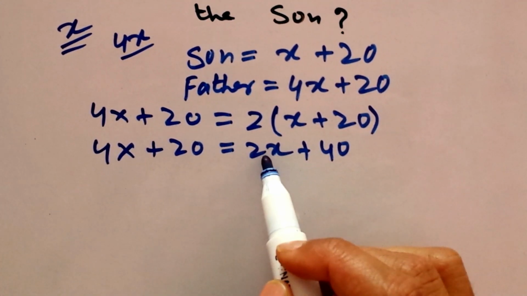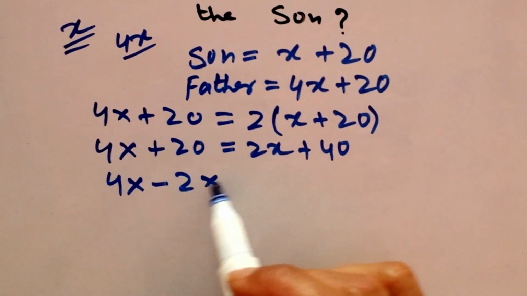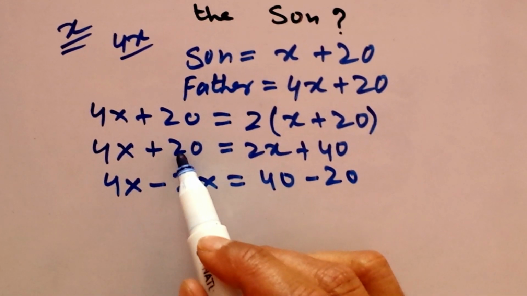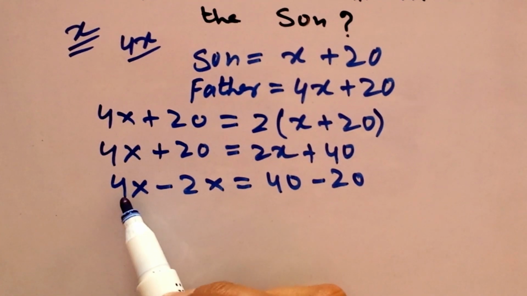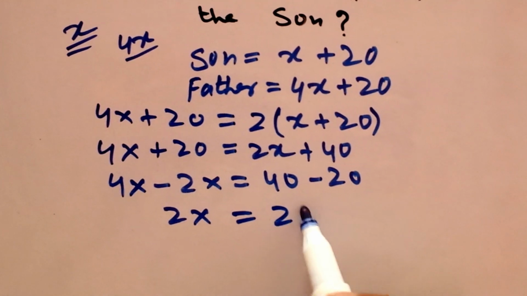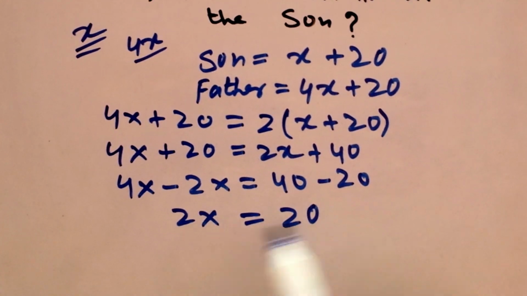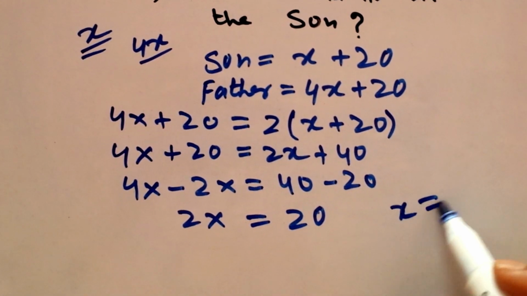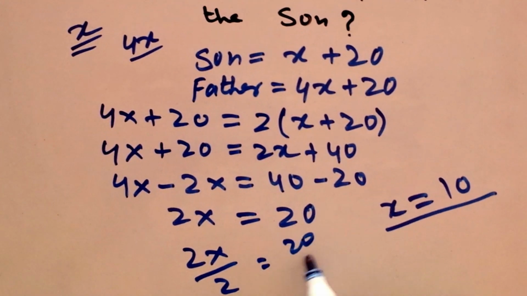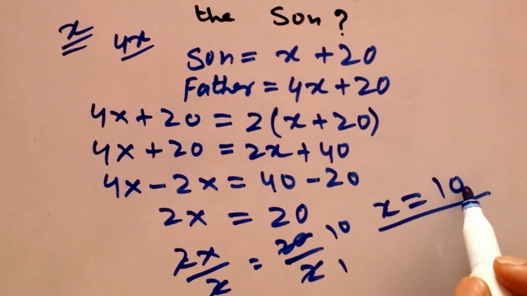Now 4x and 2x, 4x and here is plus, so no, here is minus, 2x, and 40 minus 20, right? So now 4x minus 2x equals 2x, right, equals 40 minus 20 equals 20. Now x equals 20 divided by 2, dividing both sides by 2 to cancel, so x equals 10, and 2 times 10 equals 20.